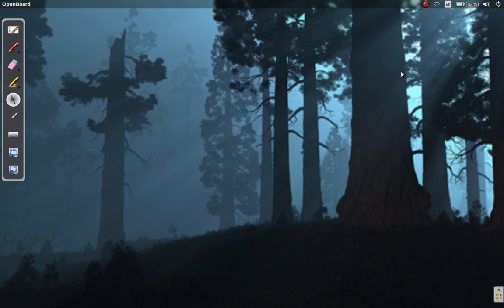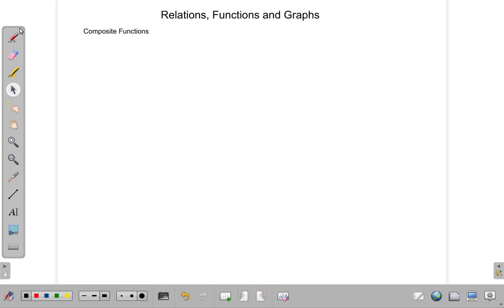We continue to look at relations, functions, and graphs. We want to look at composite functions. Now, these are really two functions where they combine to form one function. So that one function that results is a composition of those two functions.